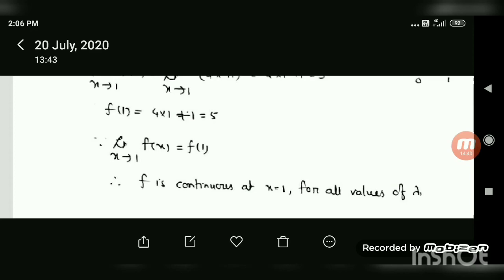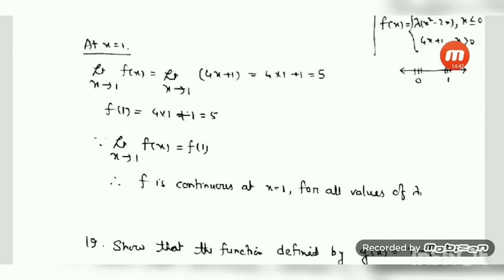So for 1, you don't have to do 1 plus 0 and 1 minus 0 separately, because 1 is a point where greater than 0 holds. Slightly less than 1 is also greater than 0, and slightly more than 1 is also greater than 0. So the function is defined only one way on both sides. That's why I'm just doing limit x tends to 1 of f(x).